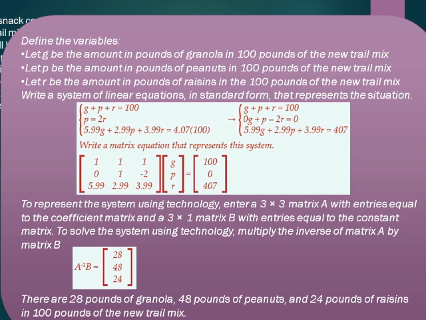Write a matrix equation that represents this system. The coefficient matrix has rows 1, 1, 1; 0, 1, negative 2; and 5.99, 2.99, 3.99, times G, P, R, equals 100, 0, 407. To represent the system using technology, enter a 3 by 3 matrix A with entries equal to the coefficient matrix, and a 3 by 1 matrix B with entries equal to the constant matrix. To solve the system using technology, multiply the inverse of matrix A by matrix B. The inverse of matrix A times B equals 28, 48, 24. There are 28 pounds of granola, 48 pounds of peanuts, and 24 pounds of raisins in 100 pounds of the new trail mix.